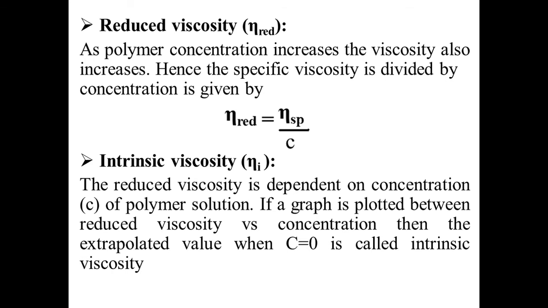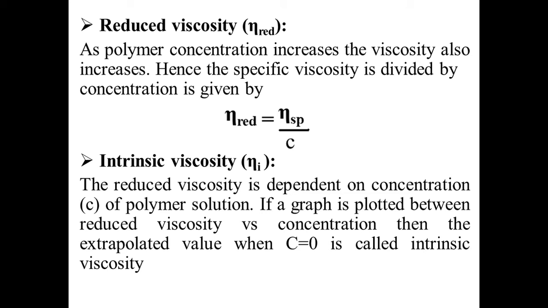Next we'll come to the reduced viscosity. What is reduced viscosity? You already know that as we increase the concentration of polymer, the viscosity also increases. Hence, the specific viscosity depends upon the concentration of the polymer solution, so it is given by eta red, that is reduced viscosity equals eta sp divided by C. This is the reduced viscosity.